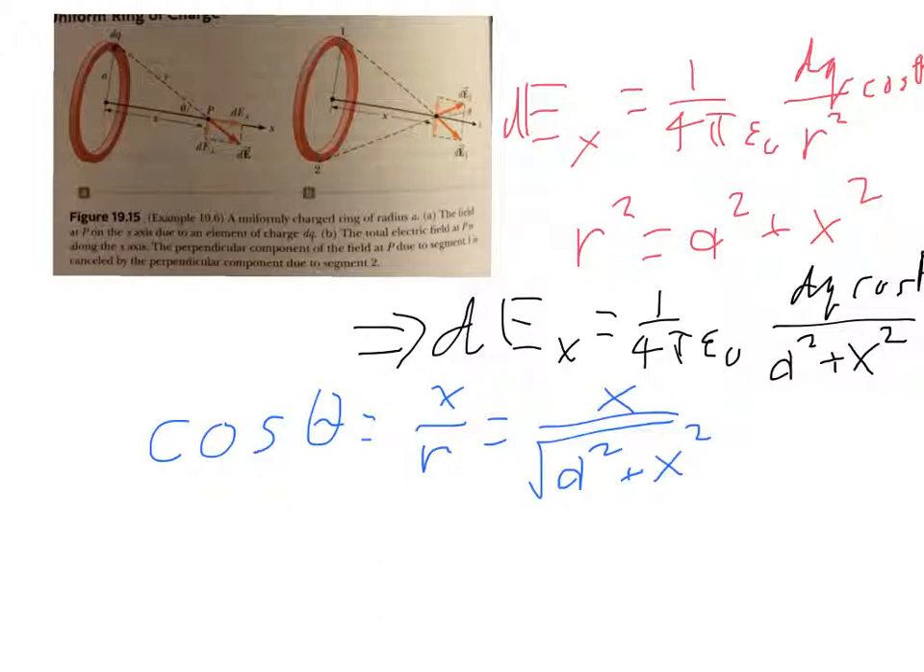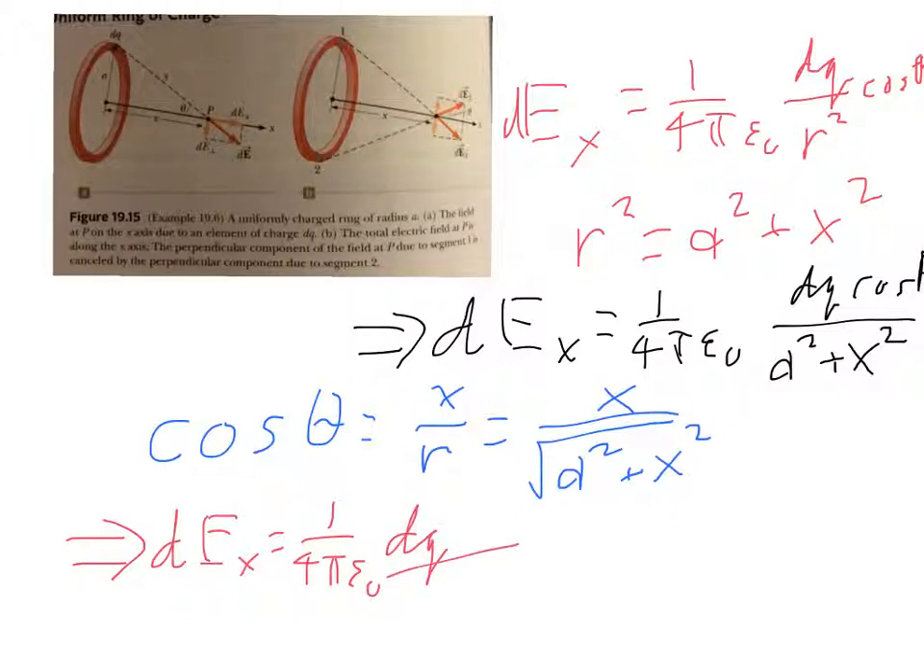We can plug this into our equation, and if we do that, we're going to find that the infinitesimal little bit of electric field in the x direction is equal to 1 over 4 pi epsilon naught. That constant will still hang out with us. Infinitesimal bit of charge divided by how far away we are, so that was a squared plus x squared, and then times cosine theta, which we just defined as x divided by the square root of a squared plus x squared. We're still not done yet. We want to simplify this a little bit, but not too bad so far.